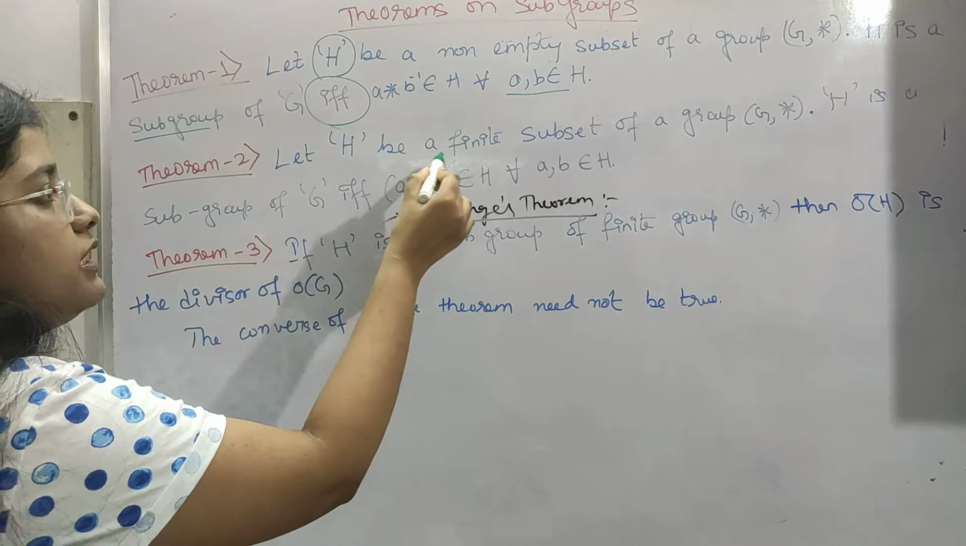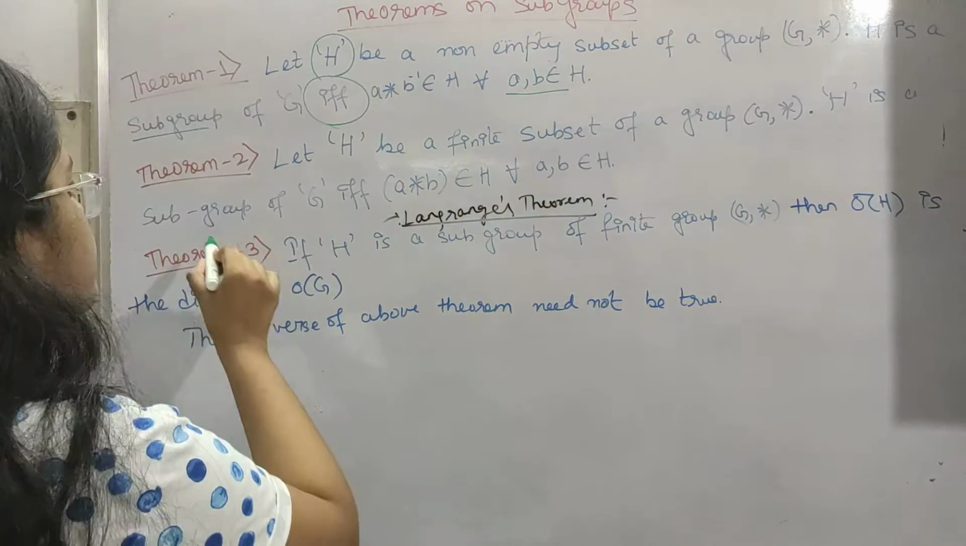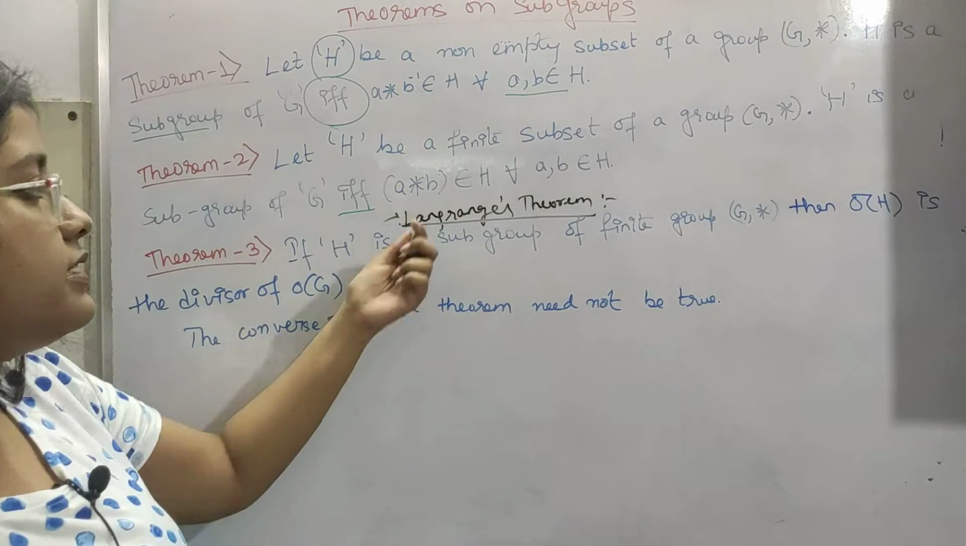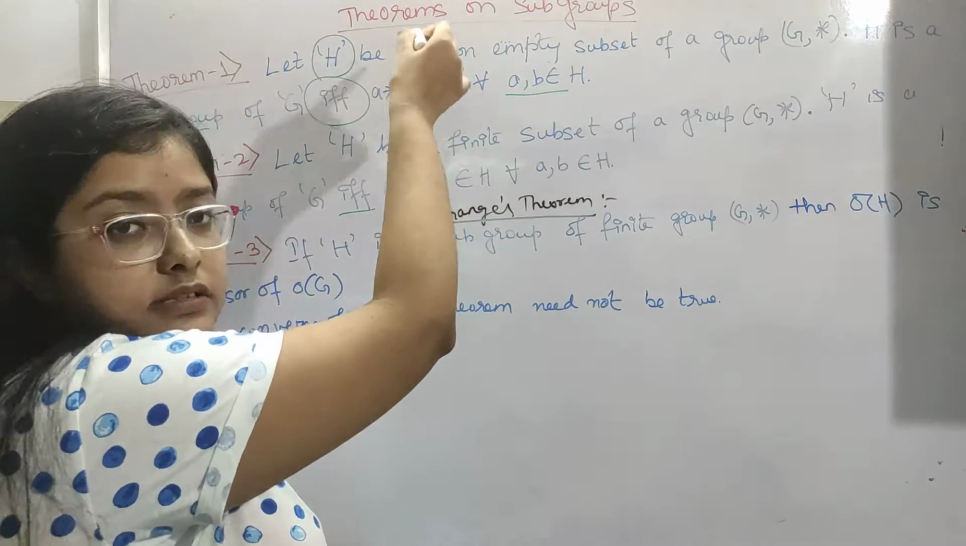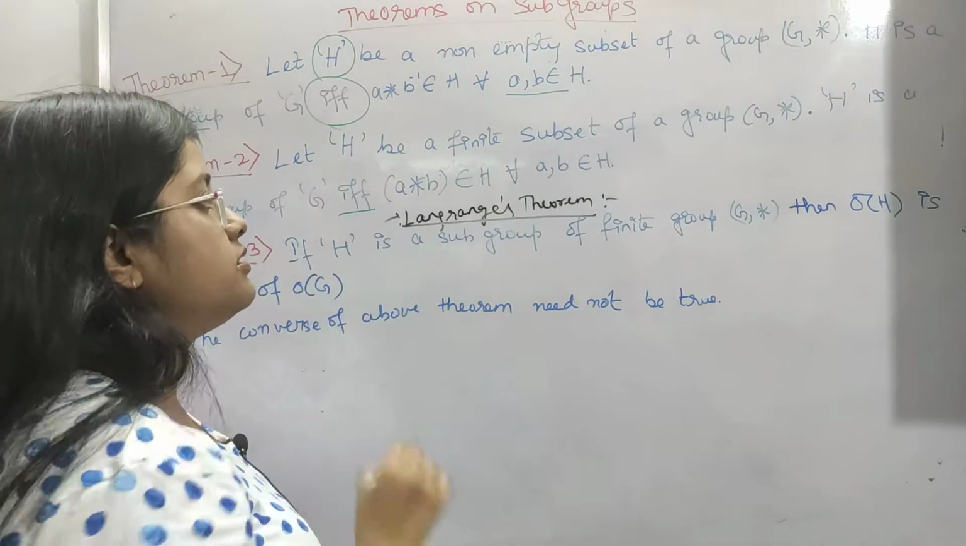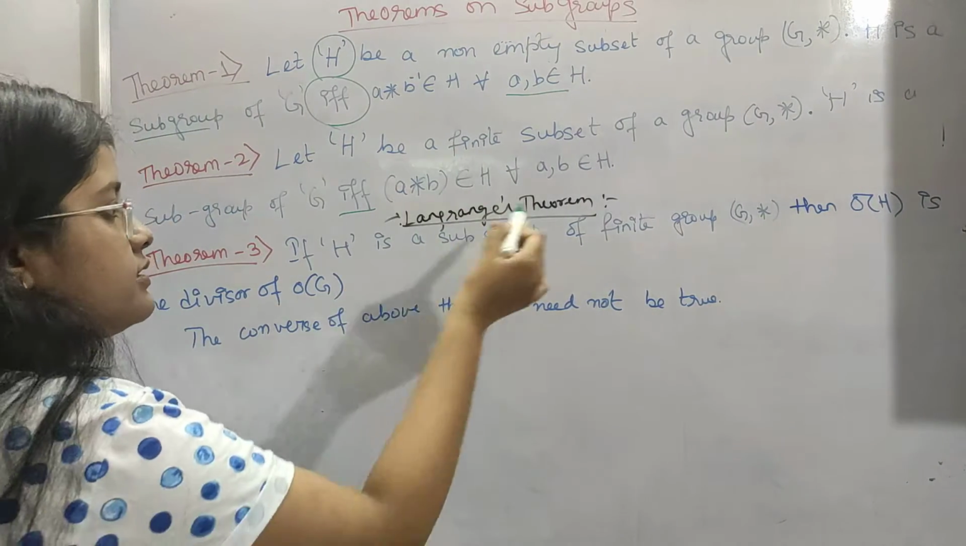Okay, so now theorem 2. Let H be a finite subset of group G star. H is a subgroup of G if and only if A star B belongs to H. Okay, so the difference: this is not the same, the earlier one is B inverse and here it is only B. So just don't mix it up.